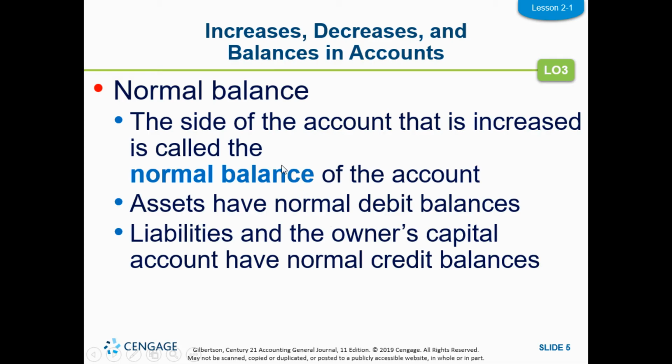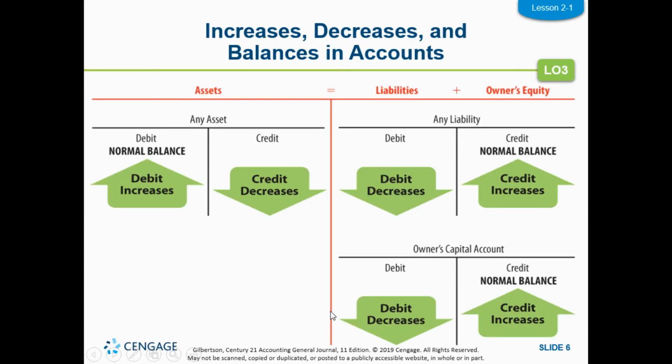Sounds good to me. All right. Assets have normal debit balances. Liabilities and owner's equity or owner's capital have normal credit balances. Okay, we just said that before, right? And here we have it illustrated. Okay. Assets. Left side of the accounting equation up on top there. Assets equals liabilities plus owner's equity. The normal balance is on the debit side. A debit will increase an asset, cash goes up. A credit will decrease an asset, i.e., cash goes down.